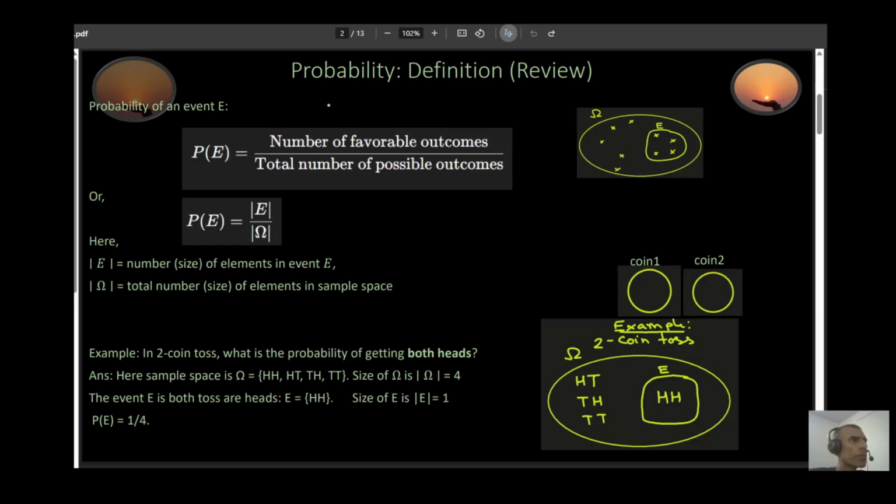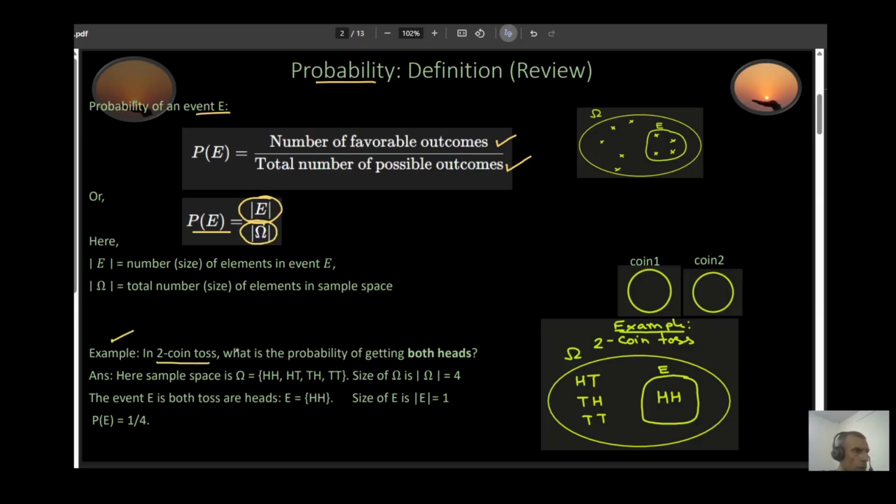So let's review the definition of probability. Probability of an event E is defined as the number of favorable outcomes divided by the total number of possible outcomes. Another way of writing the same expression is probability of E is defined as the size of your E divided by the size of your sample space. So let's understand this through a simple example.